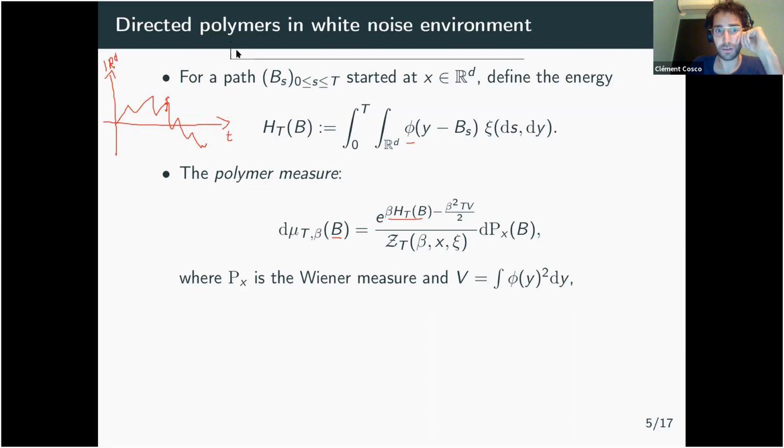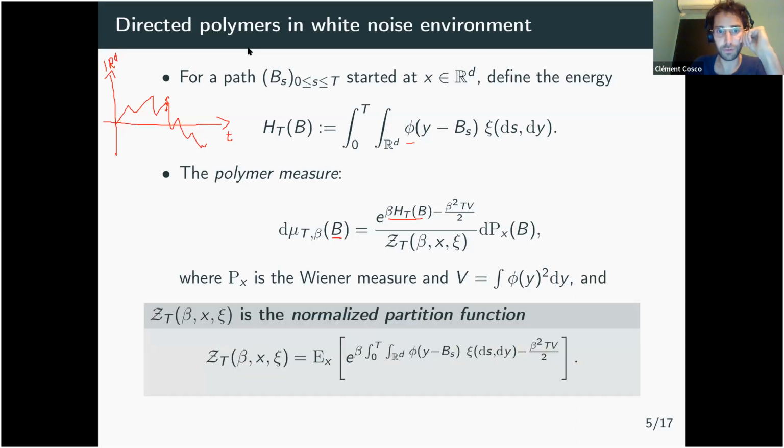So very similar to what Hubert just explained, but here I'm looking at the exponential weight, not the product as before. And if you want this measure to be a probability measure, you can just divide by Z_T, which is taking the average over all paths B of this exponential term.